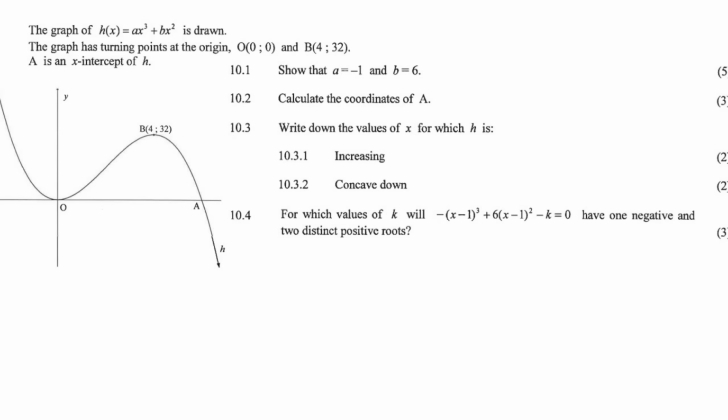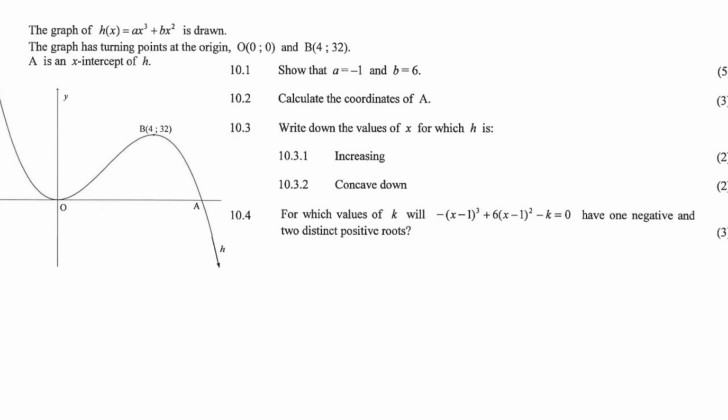In this question, we have been given a graph of h of x equals ax^3 plus bx squared. And then it says that the graph has a turning point at the origin and at point B, and A is an x-intercept. So it says for 5 marks, show that a is minus 1 and b is 6.